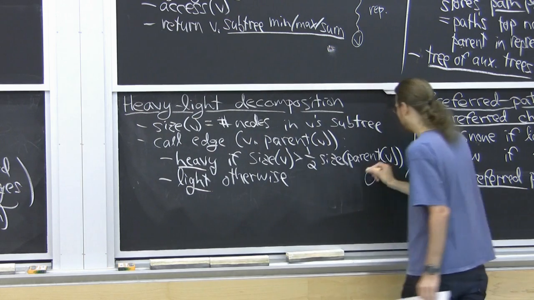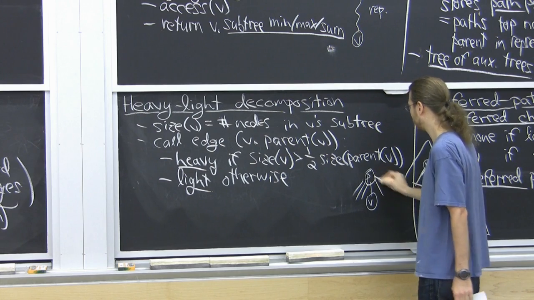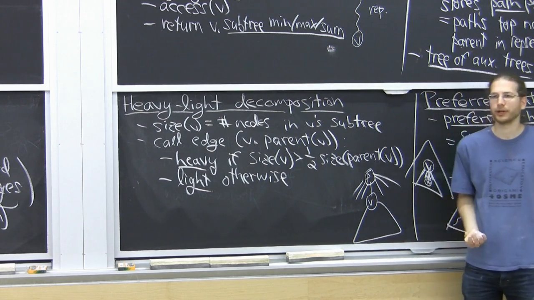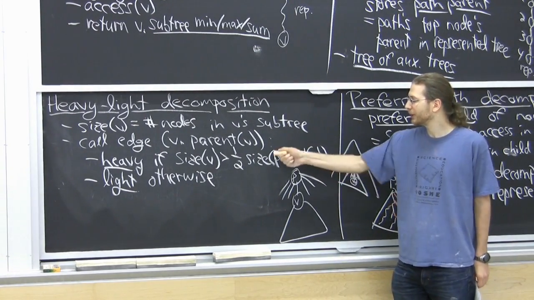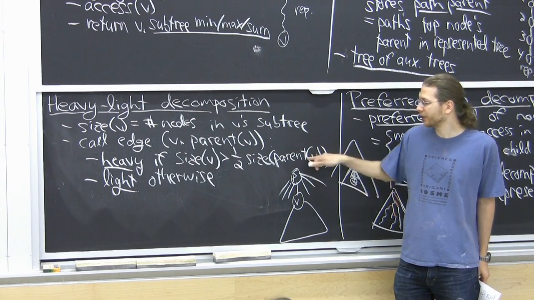Okay, so we have a parent P, and some child V, which has loads of other children. I just want to know, is V the heaviest of all your children? That's one way to define it. But in particular, is it bigger than half of the total weight of P? So there might not be any heavy child according to this definition.